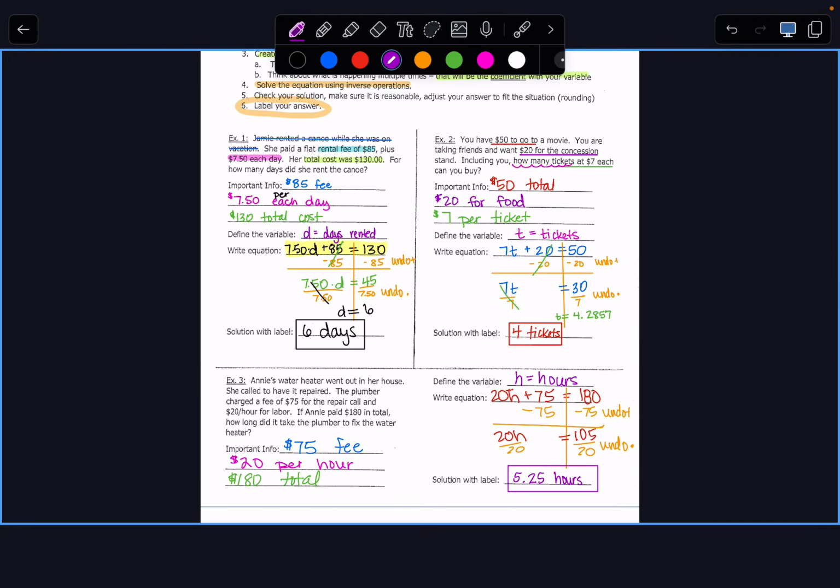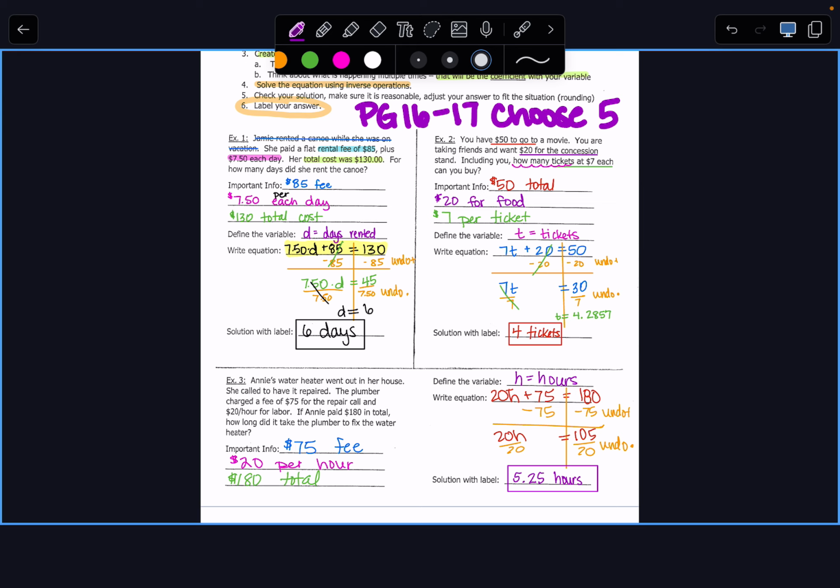Okay. This is what you're going to do for me. On page 16 and 17, there are 11 problems. I'm not making you do 11. I will let you choose the 5 that you want to do. So if you read a problem and you're like, no thanks, you can have a different one. How's that sound?